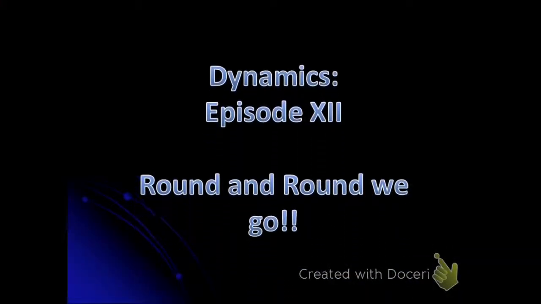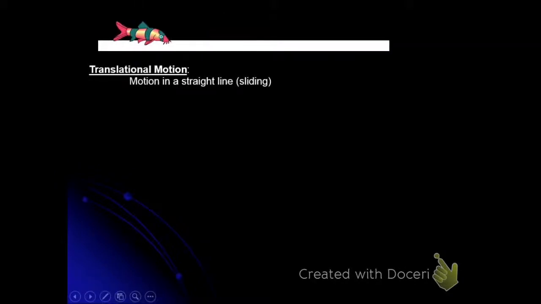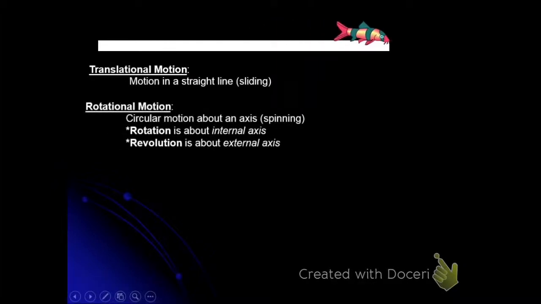Today we're going to talk about circular motion. Up to this point in the year, we've been talking about translational motion, which is motion in a straight line. And now we're going to start talking about things that are moving in circular patterns.